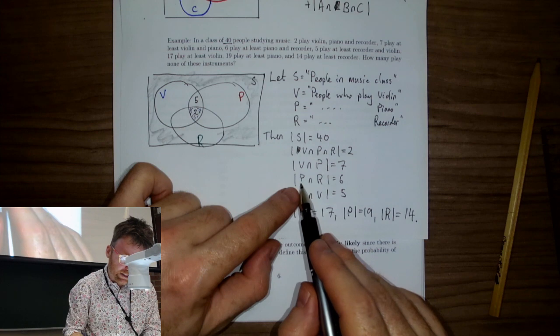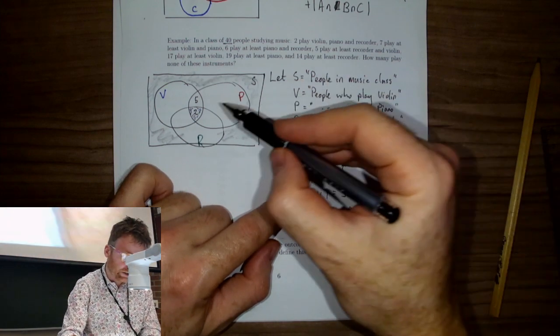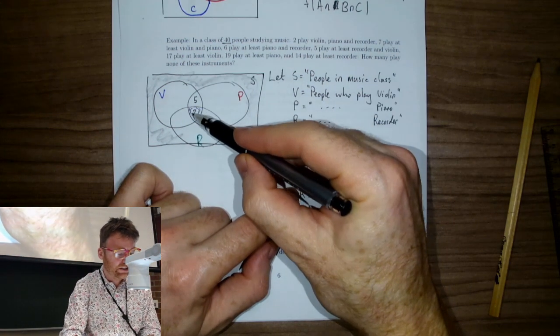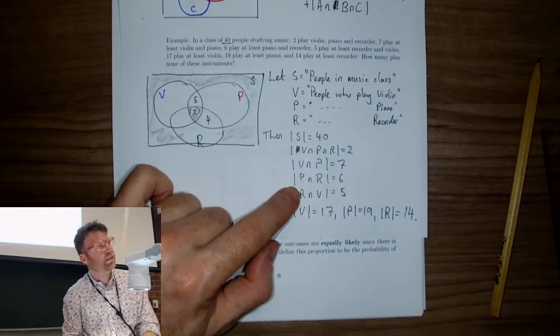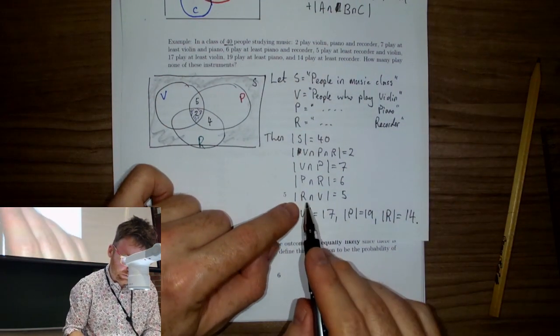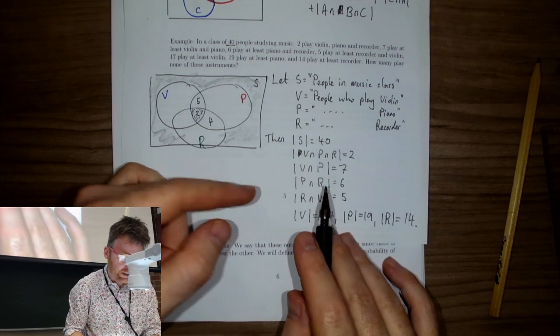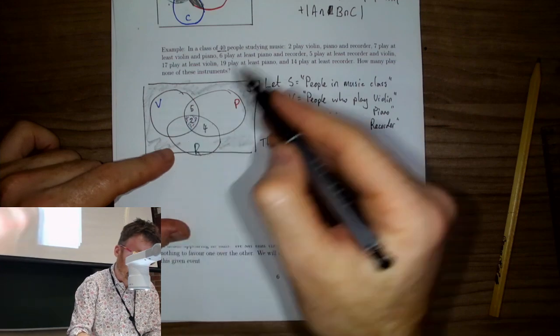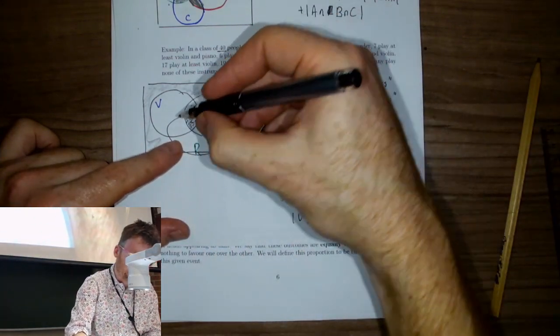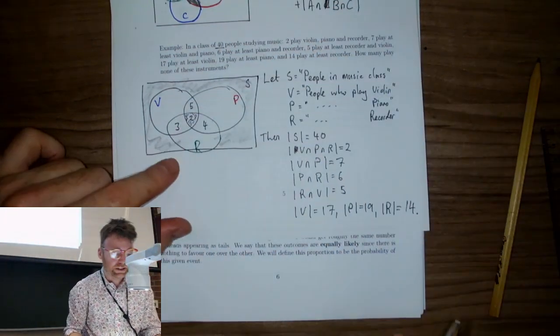6 people are in the intersection of piano and recorder. So that's this intersection. This whole intersection contains 6. 2 of them are here. That means 4 of them are here. Recorder intersect violin, that's this region, contains 5 people. 2 in this triple intersection area over here, which means there's 3 people over here.